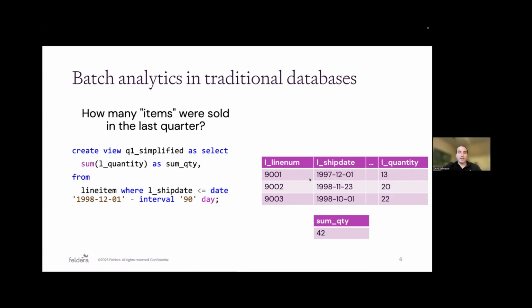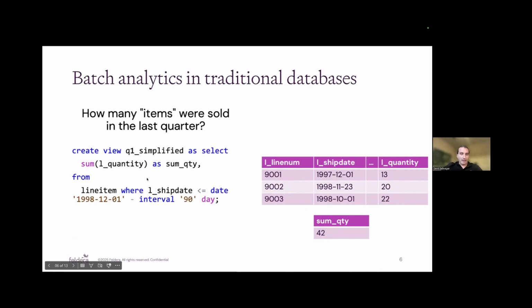So in order to compute this answer, in a traditional database, we would go over the line item table and filter out the first row here and keep the second row here. So this one and this one here. And we're going to sum up 20 and 22. And then we get to our answer here that we can present to a client, which is 42 in this case. Right?